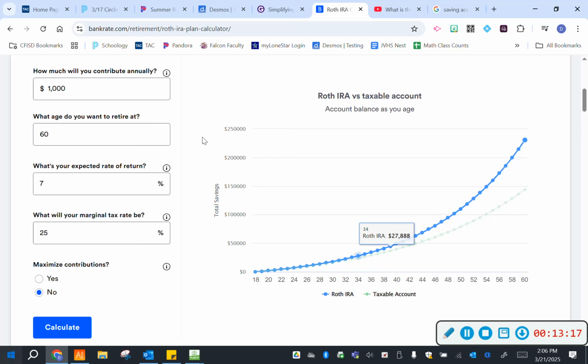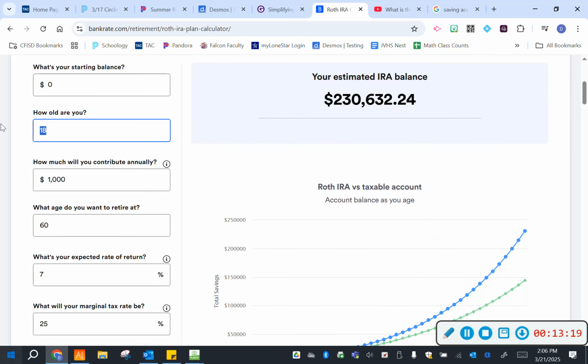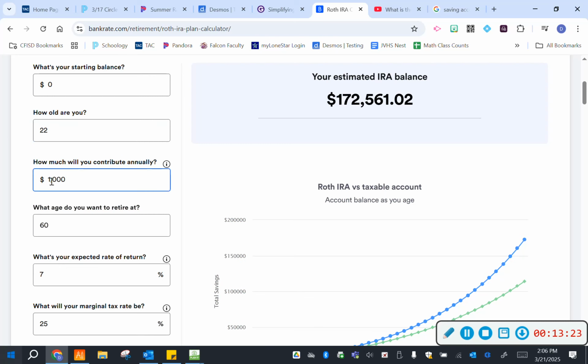But let's say you're 18 and you just don't make those decisions, so you graduate college at 22. And annually, you still want to do $1,000. You're going to have $172,000. Why did that go down? Because you started later, right?